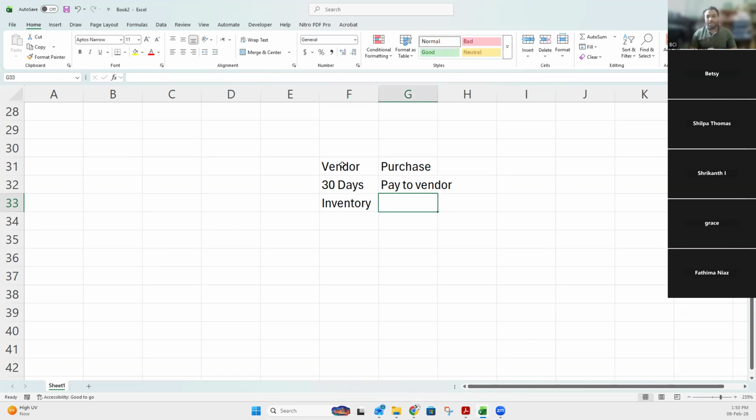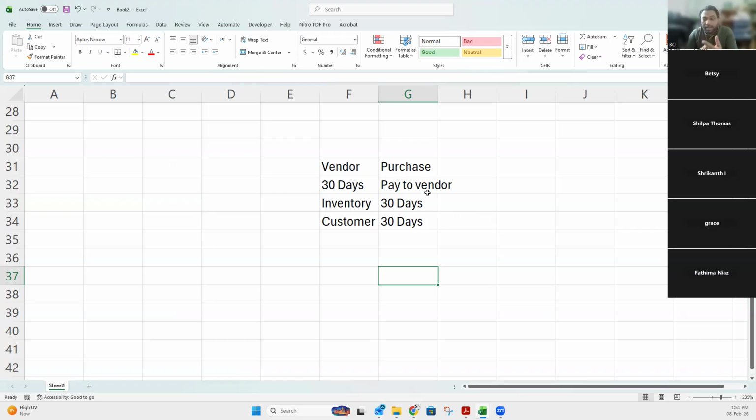We will be keeping this inventory for, for example, 30 days. Then after 30 days, we sell this inventory to a customer, and for the customer also, we give 30 days credit. So this whole process is called the operating cycle. You purchase, you keep it in inventory, you sell to a customer, and you receive the money back. Got it? That's an operating cycle.